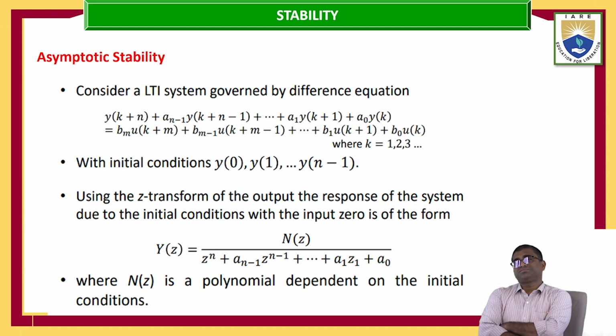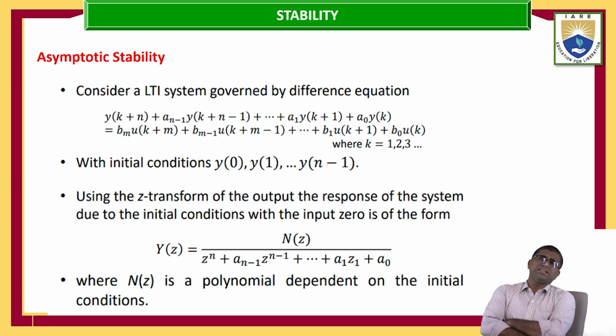Here y is the output of the system and u is the input of the system, and we have the initial conditions as state variables: y of 0 is the output of the system at the initial condition, after one step it is y of 1, and so on up to y of n minus 1.